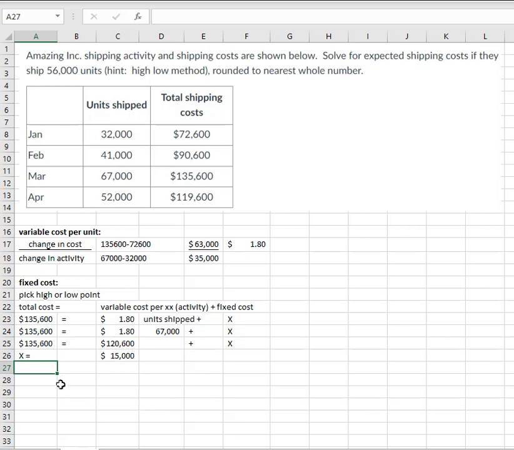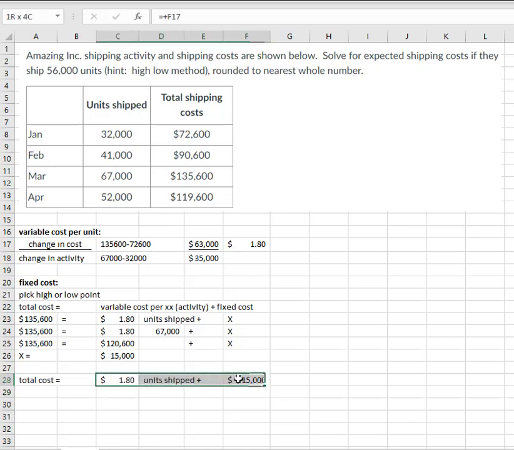So my cost prediction formula is total cost will be $1.80 times units shipped plus the 15,000. So I can predict within the relevant range any total cost if you give me units shipped. How many units did they say they shipped? 56,000. Okay, so let's do that.